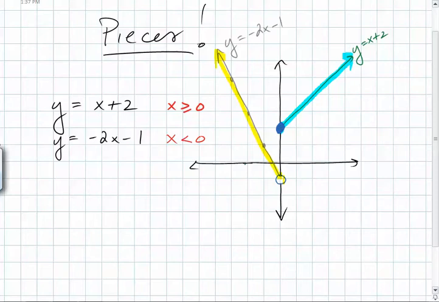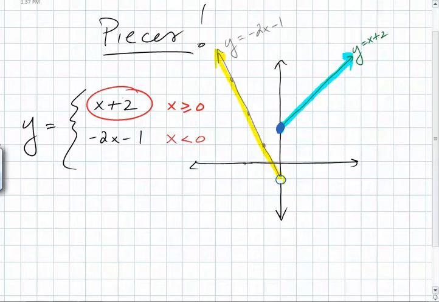So take a look at this. We've actually drawn two functions, and we've drawn two pieces of two functions. What we're going to do is merge both of these into one piecewise function by doing this, getting rid of this and saying y is equal to either of these functions. It's equal to x plus 2 when x is greater than or equal to 0, and the function is equal to negative 2x minus 1 when x is less than or equal to 0.